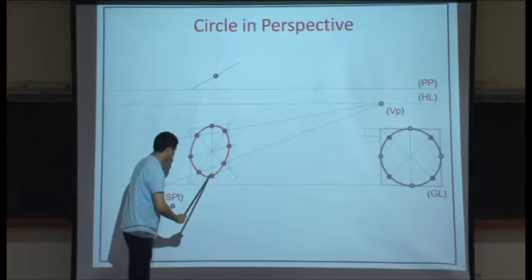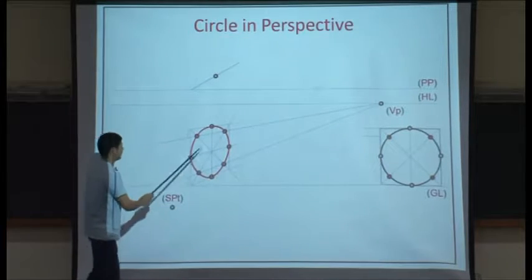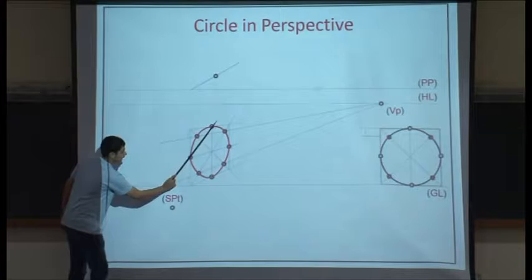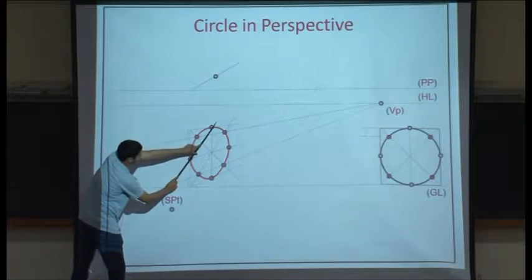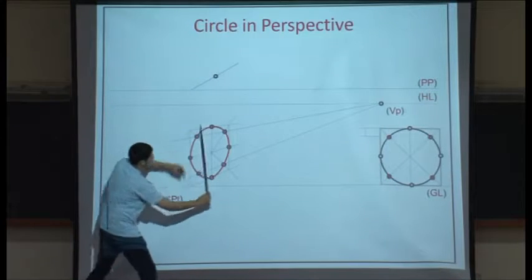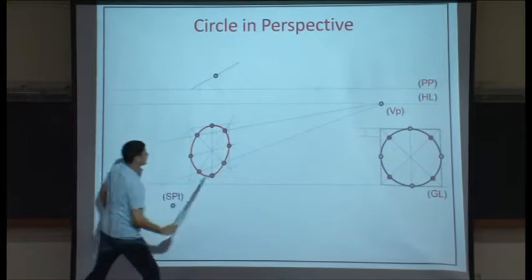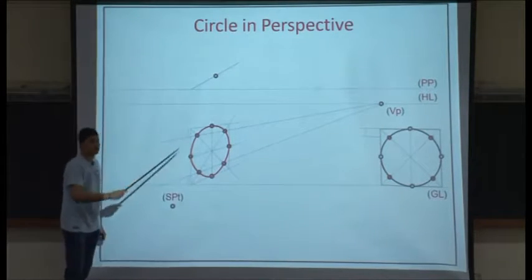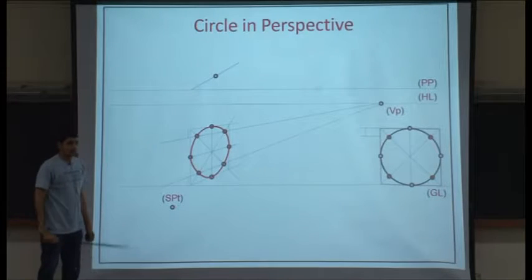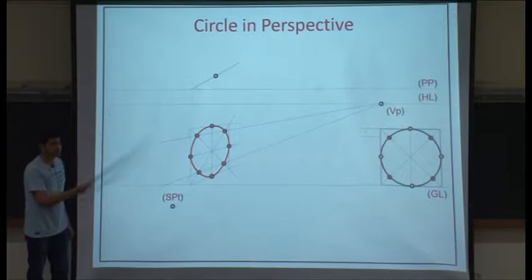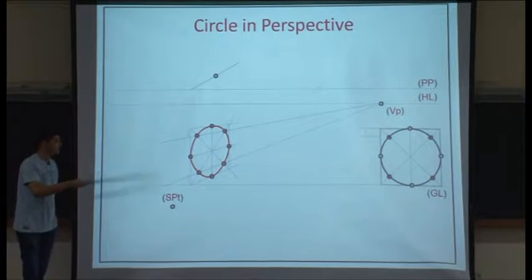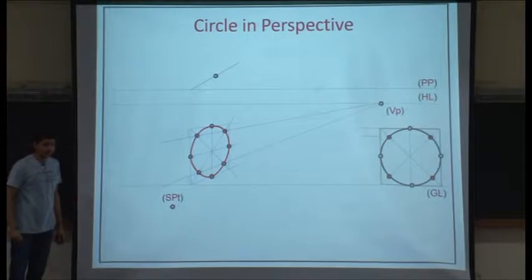And I will then claim that suppose this is the diagonal of this smaller square. Then the midpoint of this point and this point, and same for all the other squares, would lie on the circle. And now I have 8 points and I can join them to form the circle. So this is a much easier way to draw a circle in perspective as compared to making parallel lines and then intersection and then project movement.